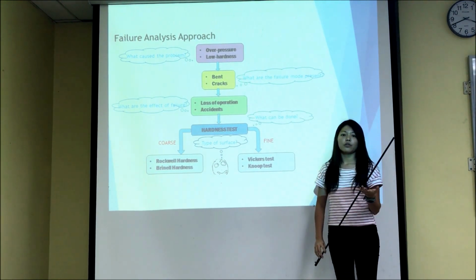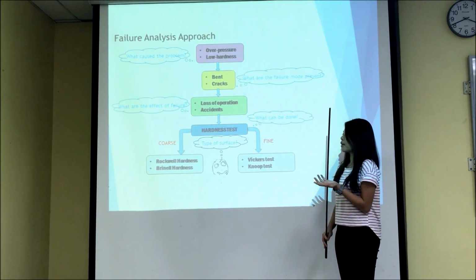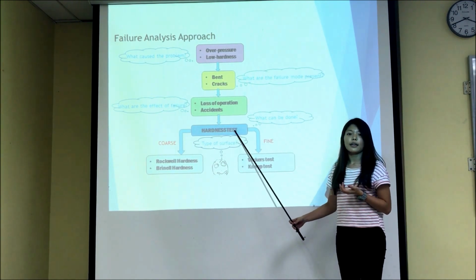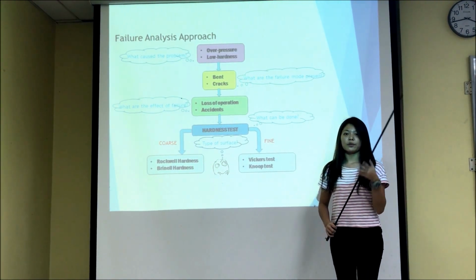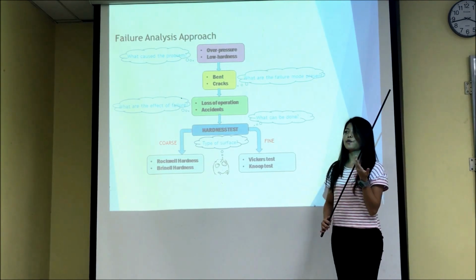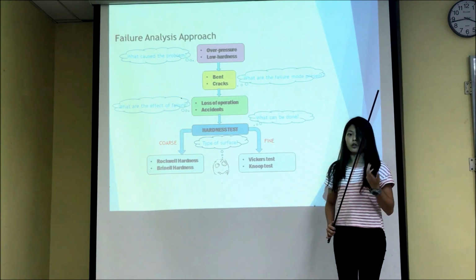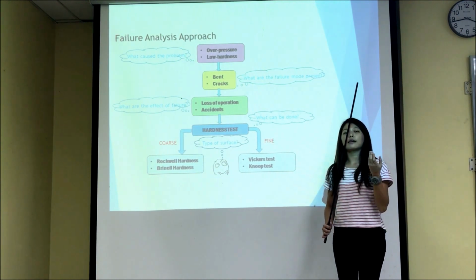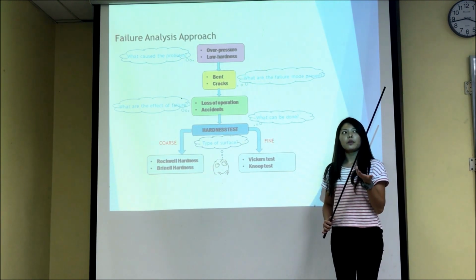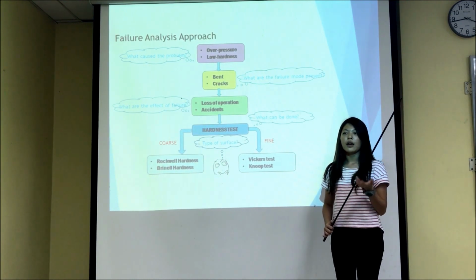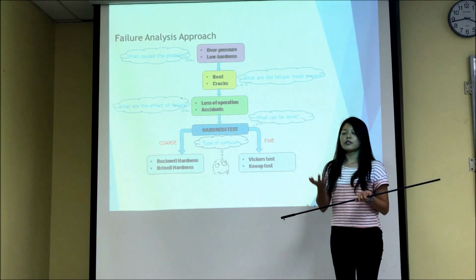So what can we do to fix this problem? One of the ways is to carry out the hardness test. Which type of hardness test are we going to use to fix this problem? It can be either Rockwell, Brinell, Vickers or Knoop, but we have to depend on the specimen itself, for example whether the surface is coarse or fine, or whether it is small or big.